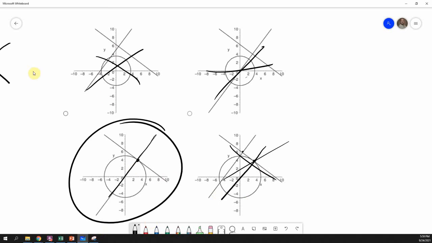All right, so that's all the problems for 2.5. Now we're going to jump into 2.6. And we're going to do 1 through 3 and 7 through 10. Let me get my snip tool.